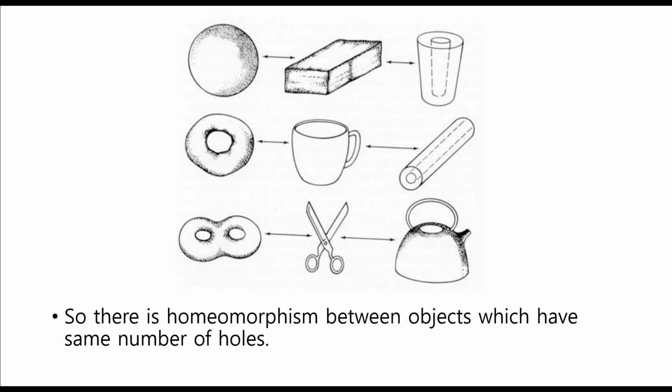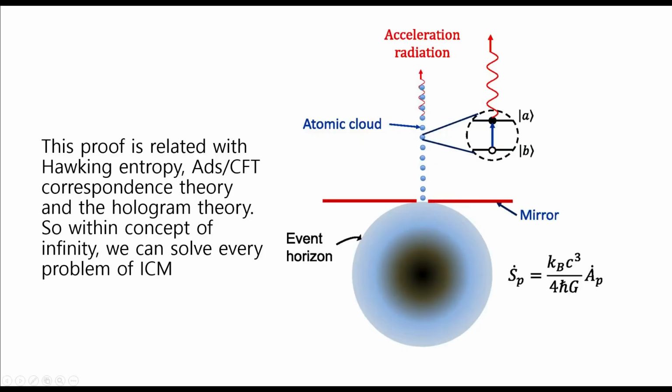So there is a homeomorphism between objects which have the same number of holes. This is related to Hawking entropy, AdS/CFT correspondence, and holography theory. So with the concept of infinity, we can solve every problem of ICM.